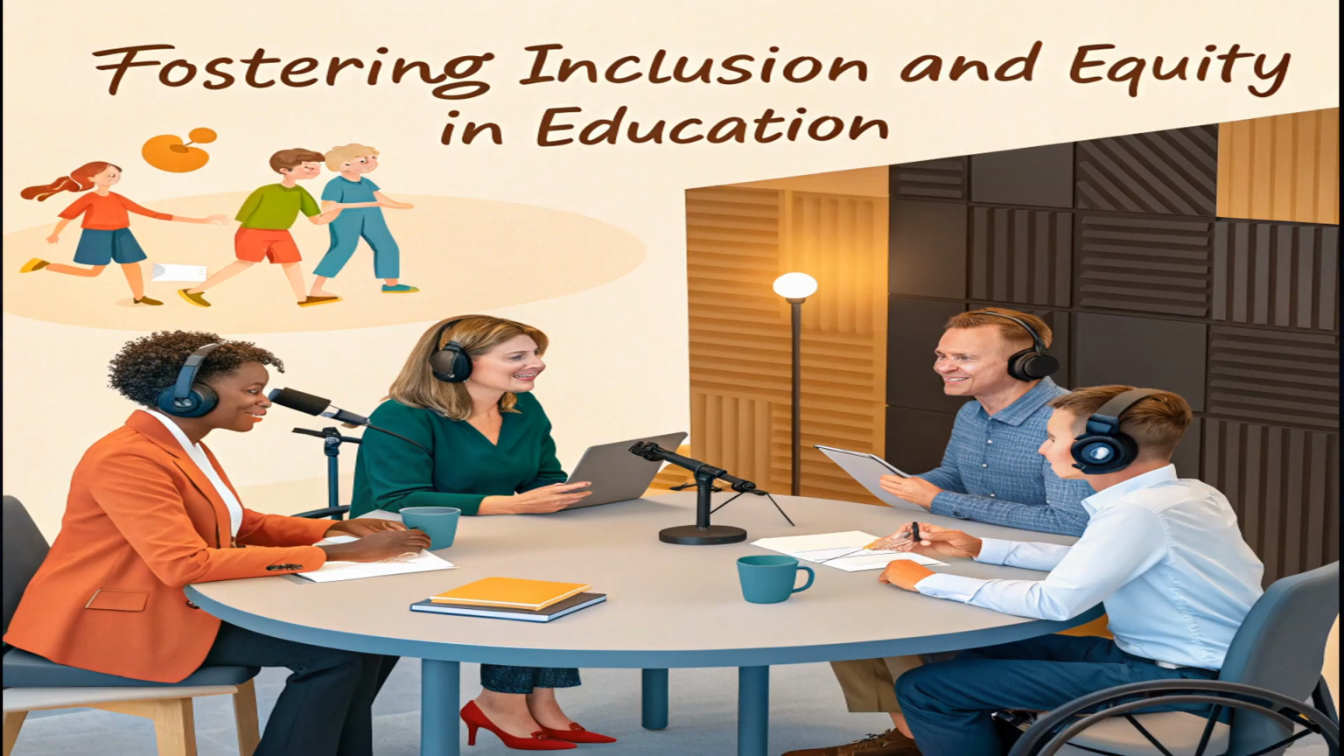So the first step is making the implicit explicit. Educators need to engage in self-assessment, maybe taking something like an implicit association test, an IAT, just to become aware of potential biases they hold. Awareness first. Then what? What concrete steps can teachers take in things like grading to ensure fairness?